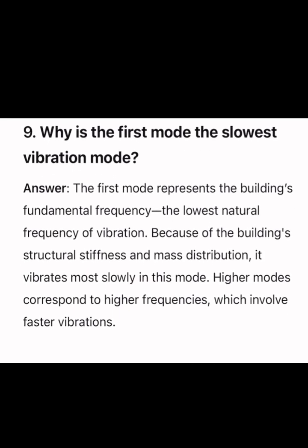Why is the first mode the slowest vibration mode? Because the first mode represents the building's fundamental frequency, the lowest natural frequency of vibration. Because of the building's structural stiffness and mass distribution, it vibrates more slowly in this mode. Higher modes correspond to higher frequencies, which involve faster vibrations.